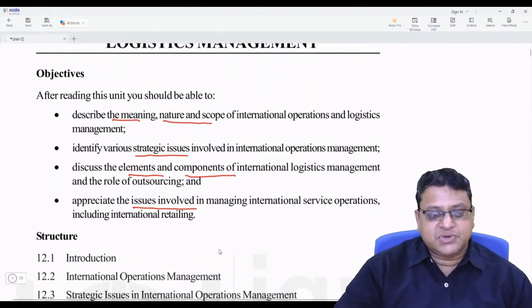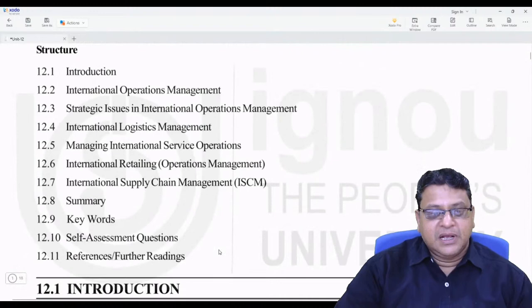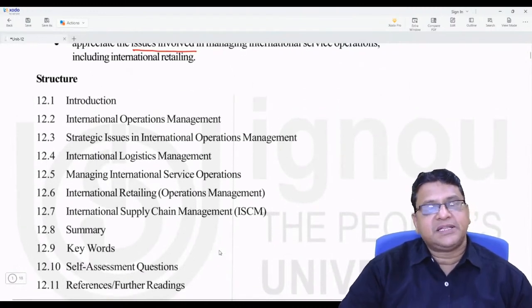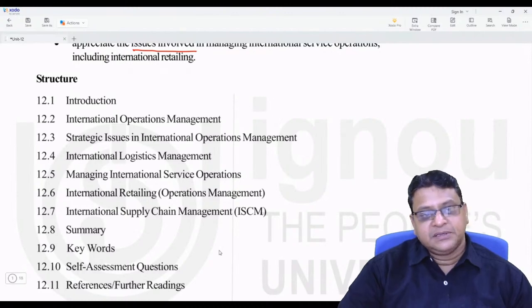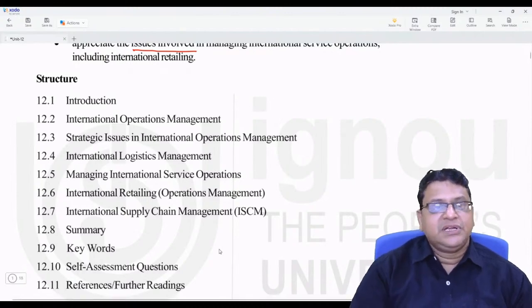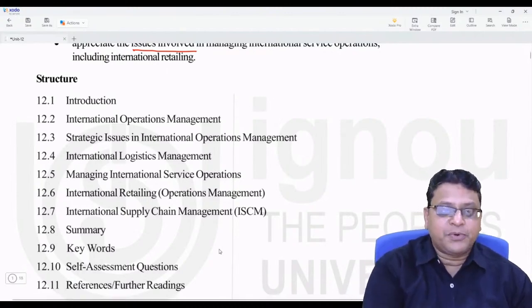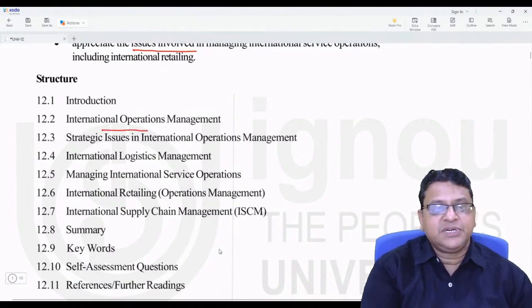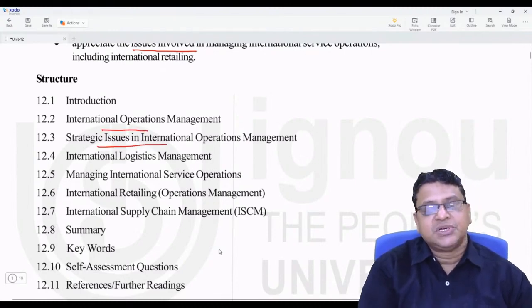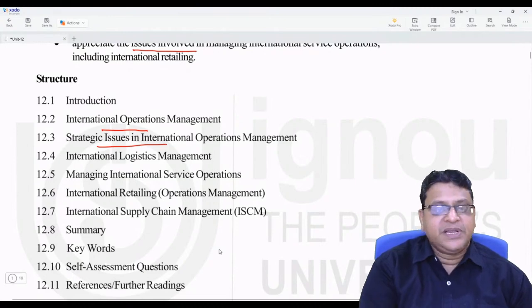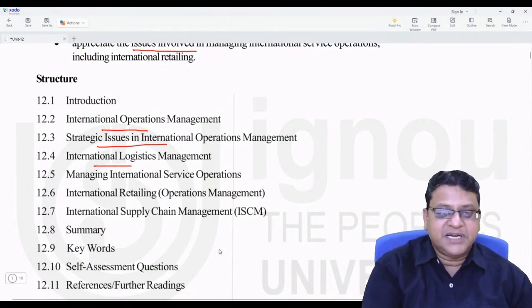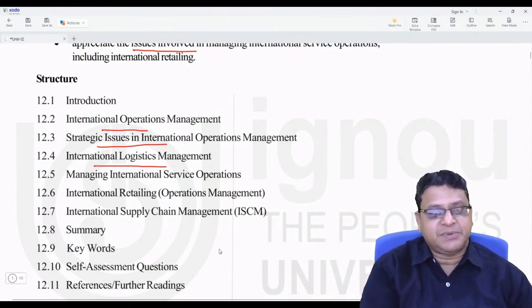So what will be our structure of discussion today? Our structure of discussion will be like this. First, I will give an introduction to the topic. Then we will discuss something on international operations management. Next, we will discuss strategic issues in IOM. Next, we will discuss ILM, that is International Logistic Management.